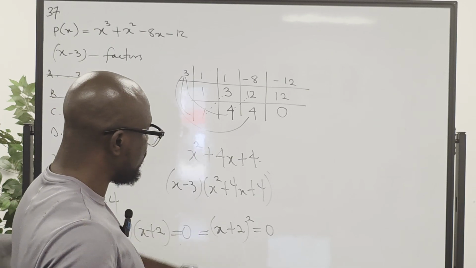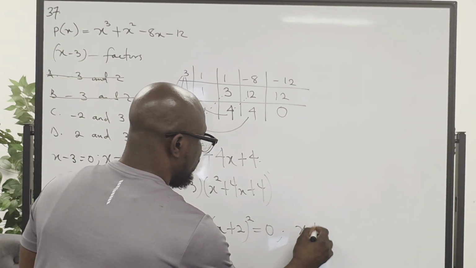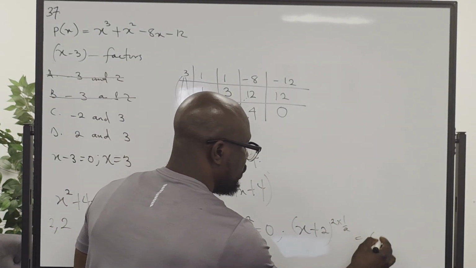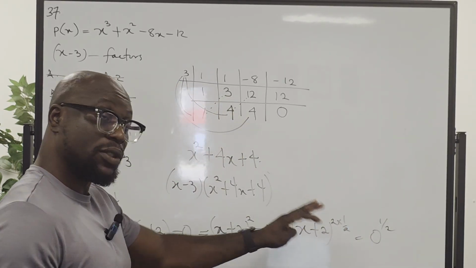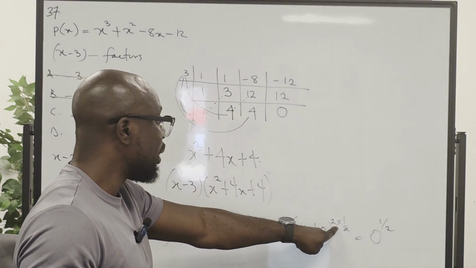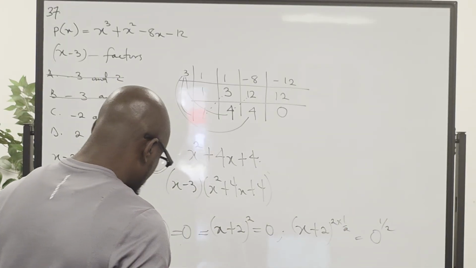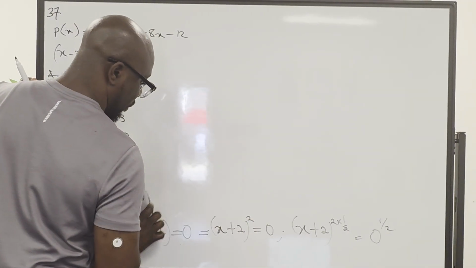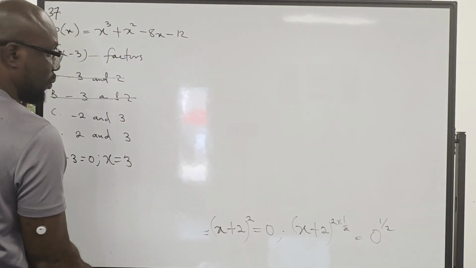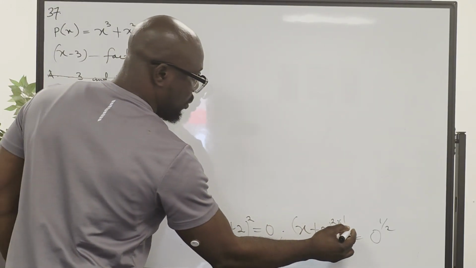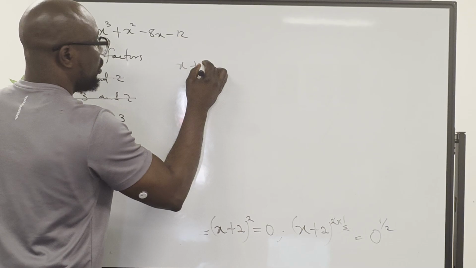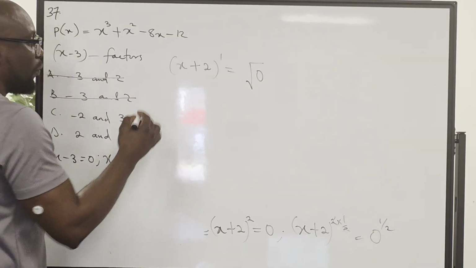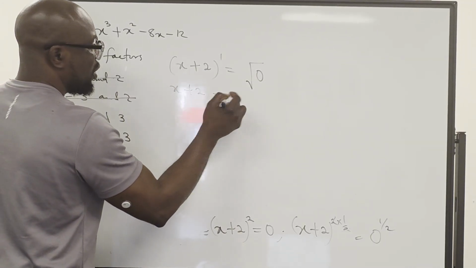If you continue doing this, you're going to have x plus 2 squared. If you take the square root of both sides, you can eliminate the square, and this is what you're going to get. Let's continue here. So that these cancel out. So you have x plus 2 raised to the power 1, because of the square root of 0. So x plus 2 is equal to the square root of 0, which is also 0.